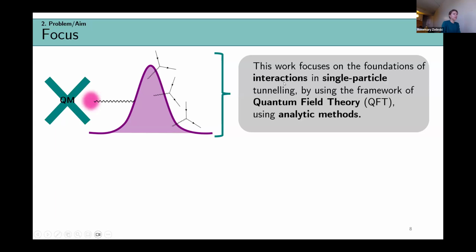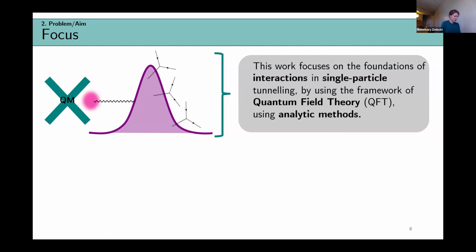So we focus on the foundations of interactions and single particle tunneling by using the framework of quantum field theory, using primarily analytic methods. So we do this for simple spinless systems. So we really want to consider a quantum field theory which can describe tunneling without having additional complexity induced by spin or charge. And we're interested in the question of how do QFT effects affect tunneling probabilities.